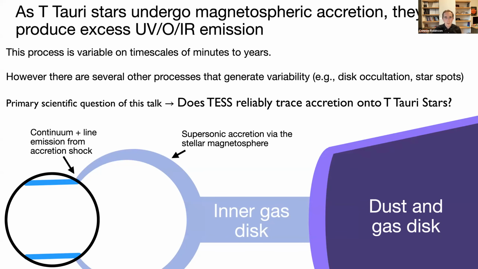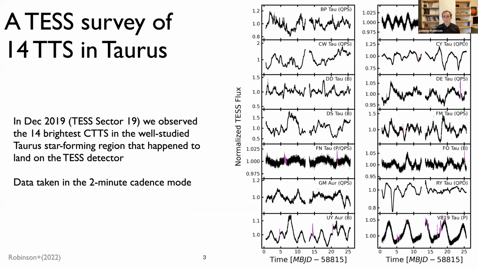The sample that I'm looking at is 14 T Tauri stars in Taurus. These were taken in TESS sector 19. These were the brightest T Tauri stars in Taurus that just happened to fall onto the TESS detector. Over here are all of my light curves. You can see that they're doing all sorts of crazy things that T Tauri stars do. I've highlighted some interesting flares that happened during it, but you can see there's a pretty wide range of different morphologies of variability. So we'd like to know if this is tracing accretion or if it's tracing some of the other processes.